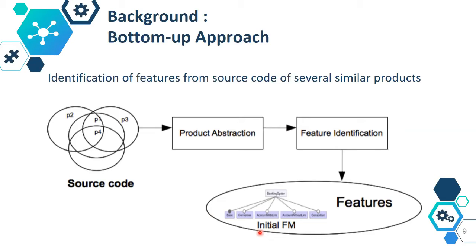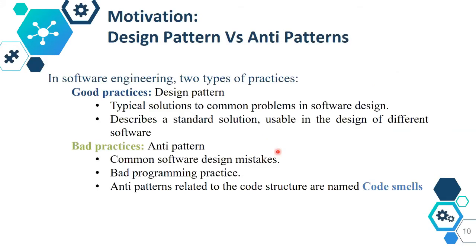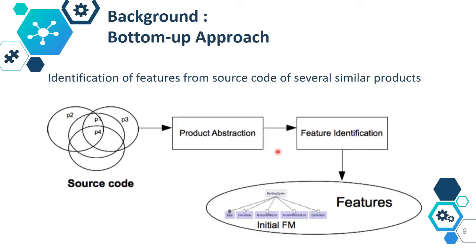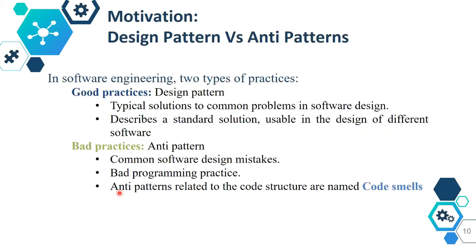In fact, in our paper and our work, we used this bottom-up approach to get a product line model from an existing source code. As we mentioned, we are going to face some problems inside this source code. We can face some anti-patterns, some code smells.